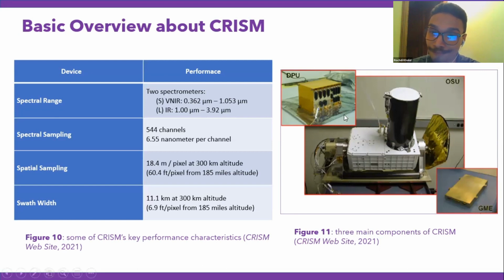Here we have the OSU, which stands for Optical Sensor Unit. This unit consists of gimbals and optics. These optics and gimbals are controlled by the GMA, which is shown here. The GMA controls these gimbals and optics to allow observation at multiple geometries. And also, the most important thing is to remove the smear caused by spacecraft motion. We also have another piece of CRISM hardware, the DPU.